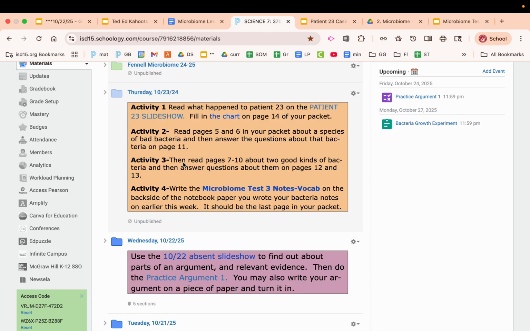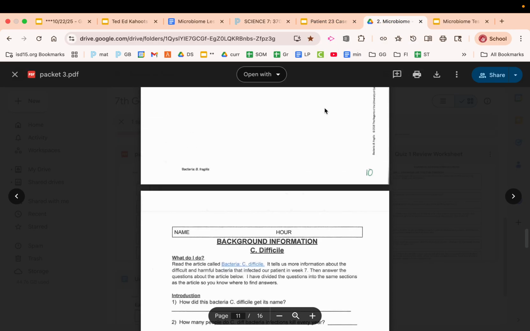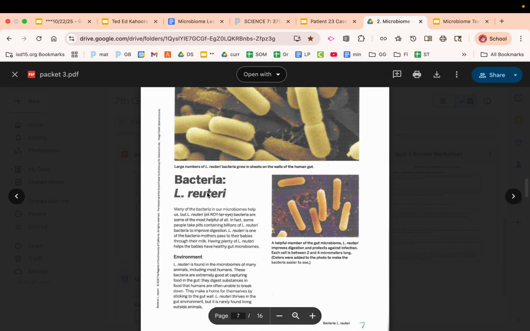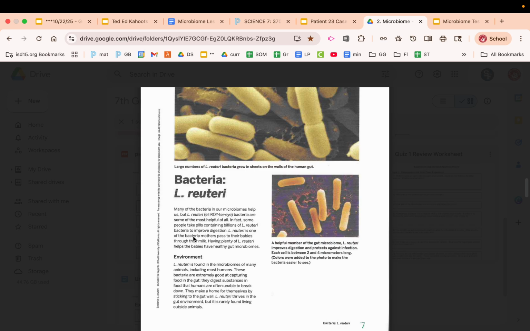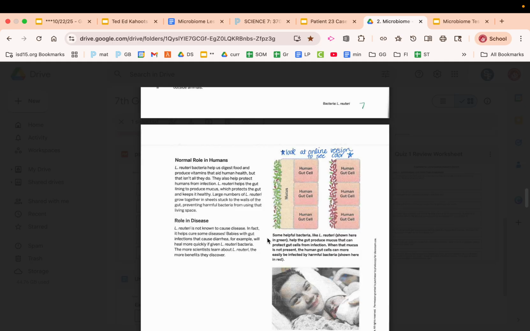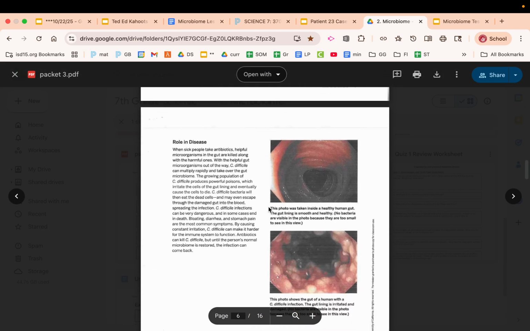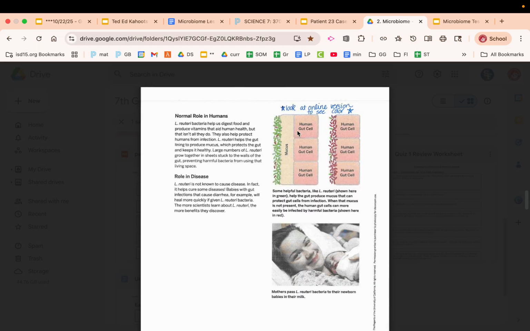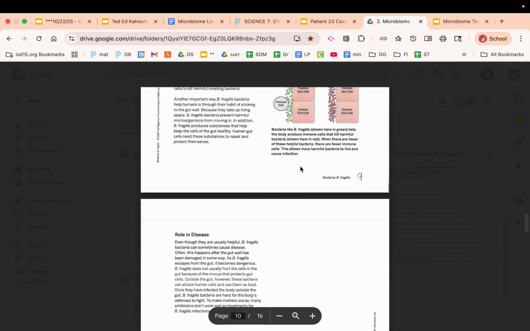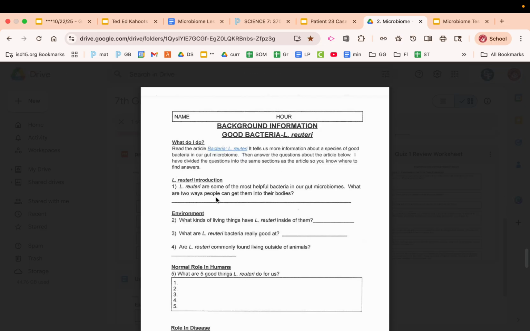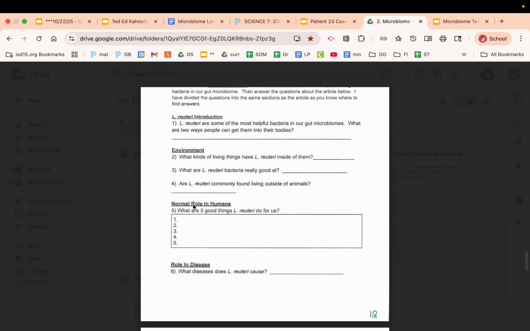Then activity 3 says read pages 7 through 10 and answer those questions. So if we go back to page 7 and 10, these pages are all about 2 of the good bacteria. L. reuteri is a good bacteria. So you're going to read about its environment, its normal role in humans, and its role in disease, okay? And you can click, there will be posted links if you want to see the color. This diagram is kind of nice to look at in color. So the online link to that is here too. And then with the questions, there's on page 12, questions about L. reuteri.